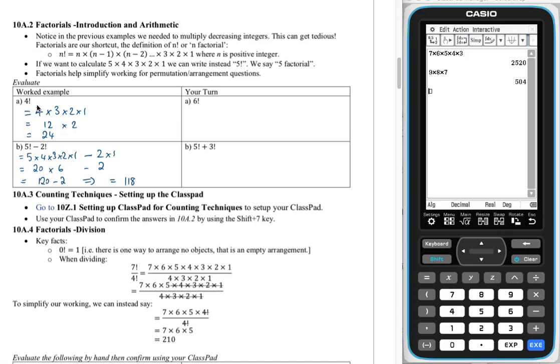We've completed those examples now. I want you to have a shot at the your turns. Pause the video now and have a shot at those. Play when you're ready to go. All right, we'll have a look at those your turns now.